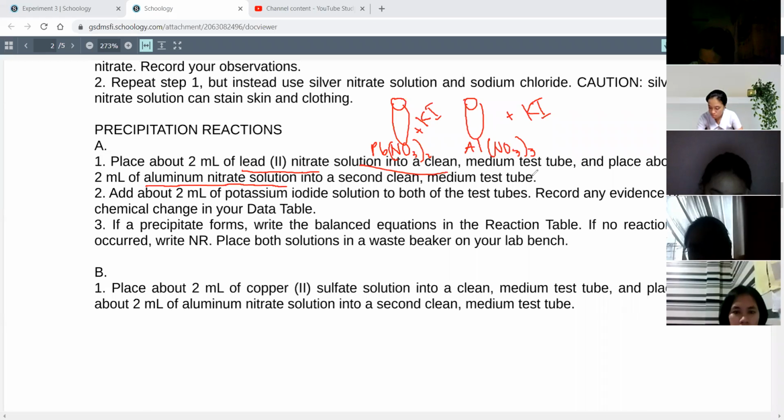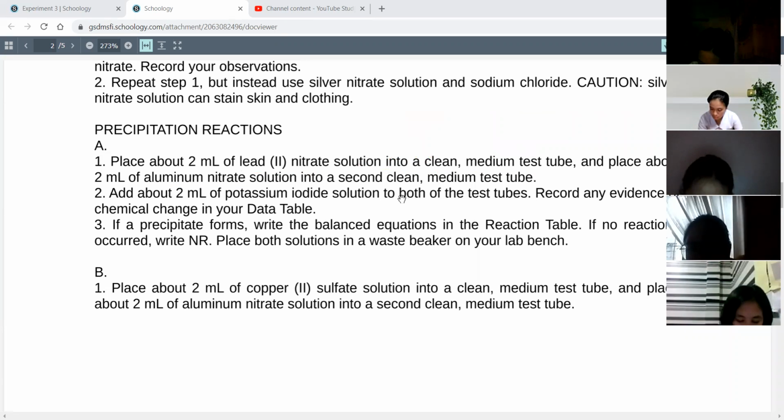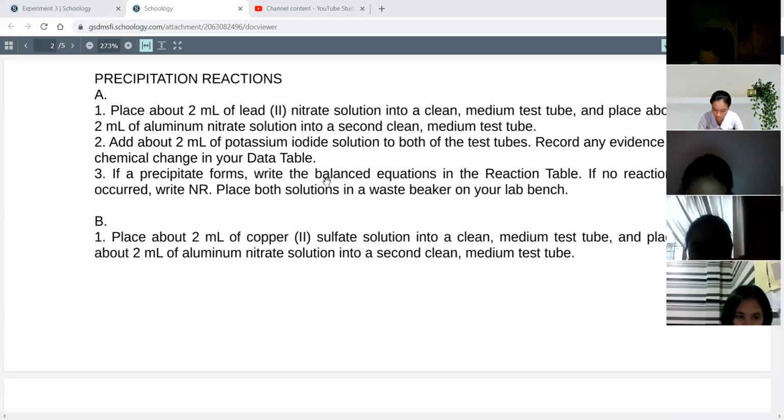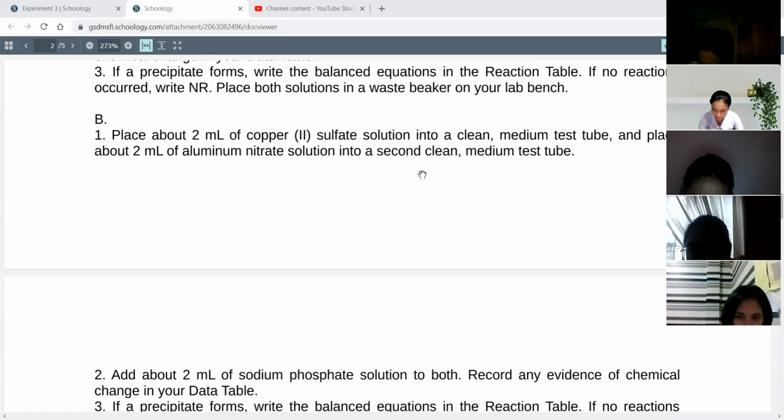Pero dito, mag-identify na lang muna tayo ng sets of reactants for the following procedure. So that's a precipitation reaction. Supposedly, we will expect the formation of precipitate from the reactions. And then letter B, this is still under the precipitation reaction and thus under pa rin siya sa double displacement.